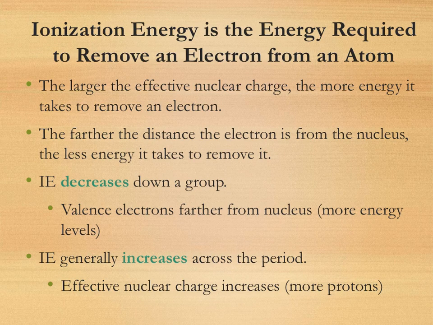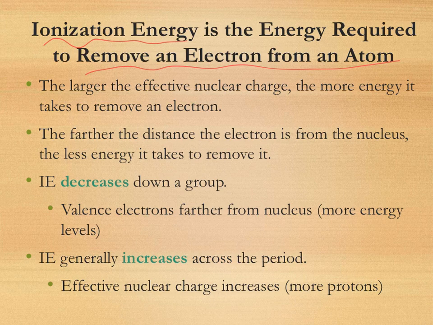So we have exhausted atomic radius, which is a measure of size, and we're going to talk about ionization energy now. First of all, understand what ionization energy is. It's basically the energy required to turn a neutral element into an ion. And how do you do that? By removing an electron. So ionization energy is the energy required to remove an electron from an atom.